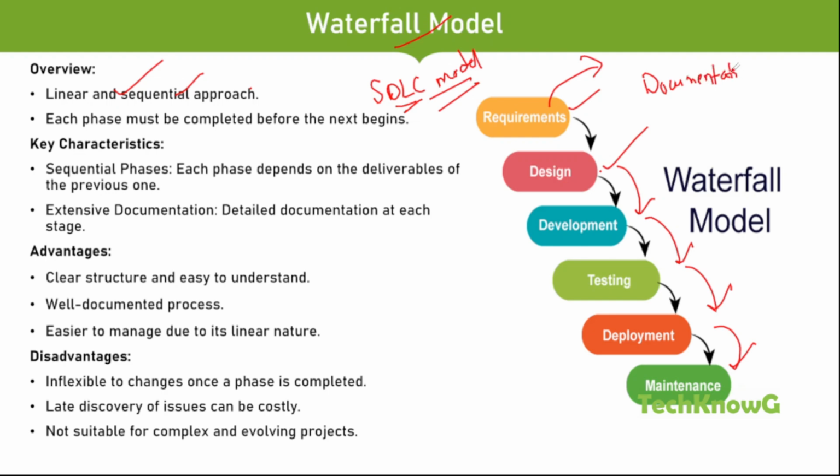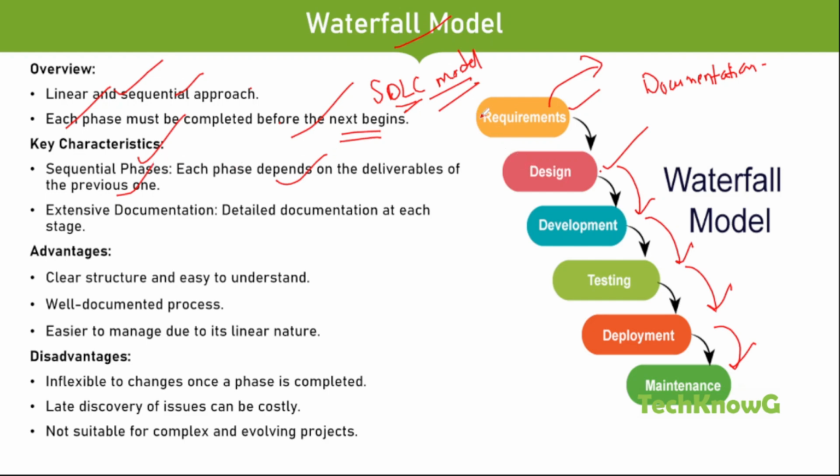Proper documentation will be maintained in the waterfall model. Each phase must be completed before the next begins. This is the main important point in the waterfall model. Then characteristics: sequential phases. Each phase depends on the deliverables of the previous one, right?